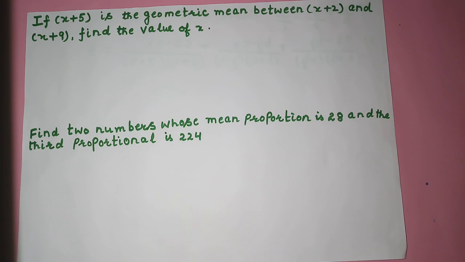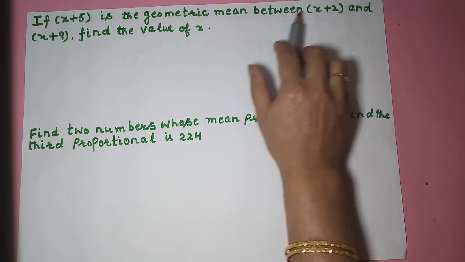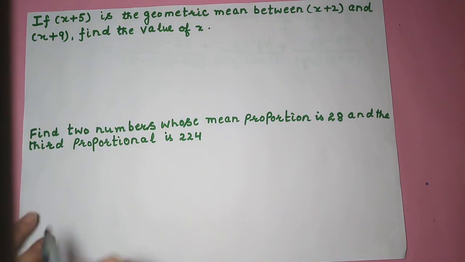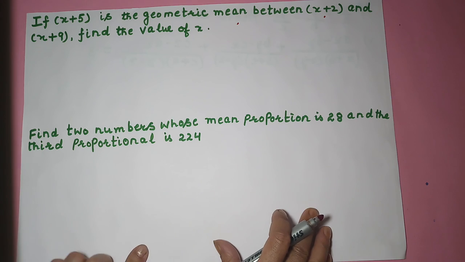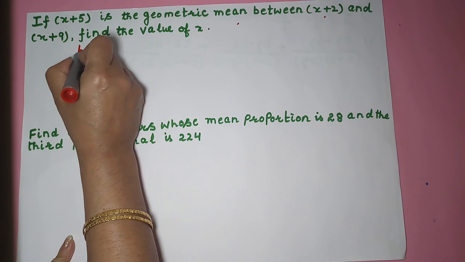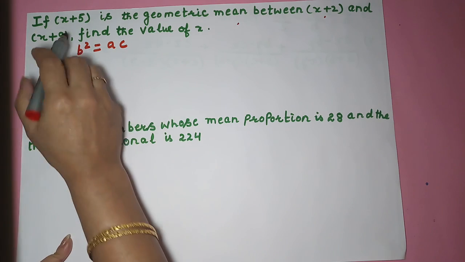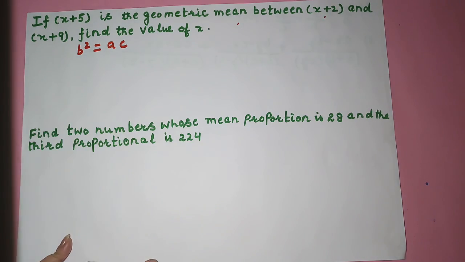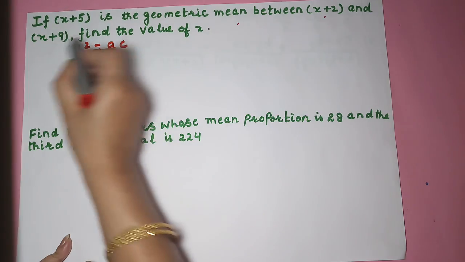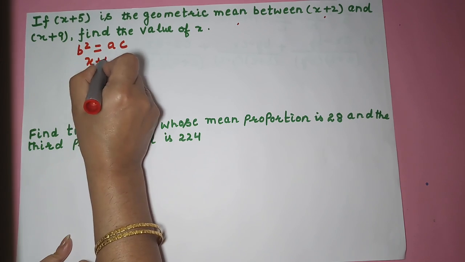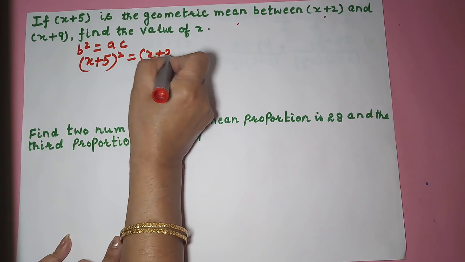Now, one more type. He's saying that if x plus 5 is the geometric mean between x plus 2 and x plus 9, find the value of x. Again, let's recall that b square is equal to ac. Let's consider this is b, and these are a and c. So x plus 5 is the geometric mean between these two numbers. We can write (x plus 5) whole square is equal to (x plus 2) into (x plus 9).